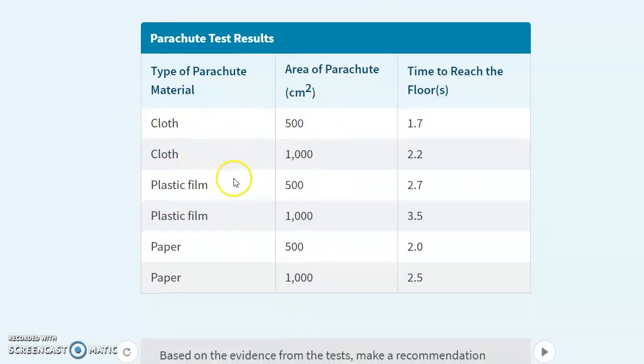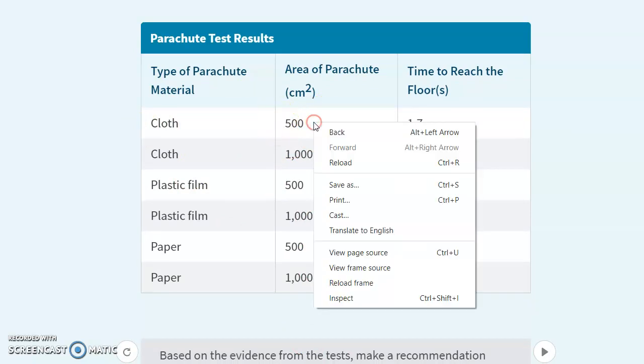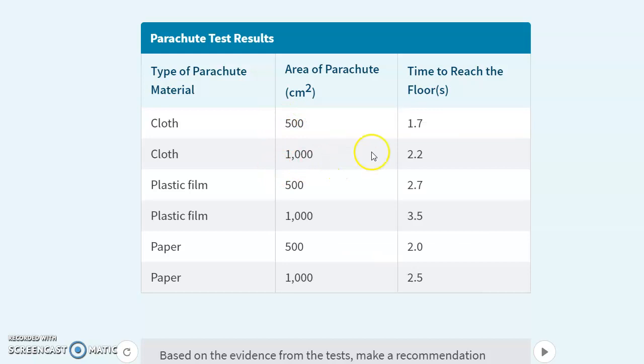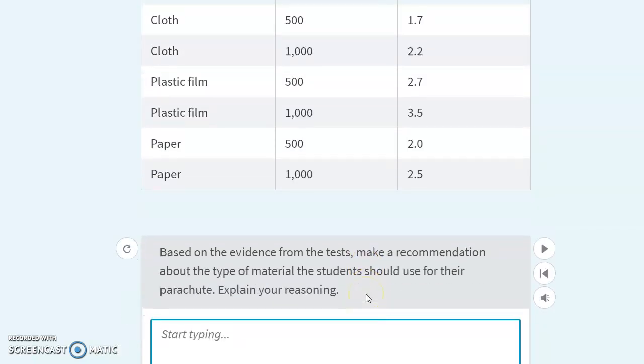So they actually tested it out. They took all of them. They decided that they tried cloth at 500 or cloth at 1,000 and see kind of how long does it take to reach the floor. So now we have to make a recommendation about the type of material.